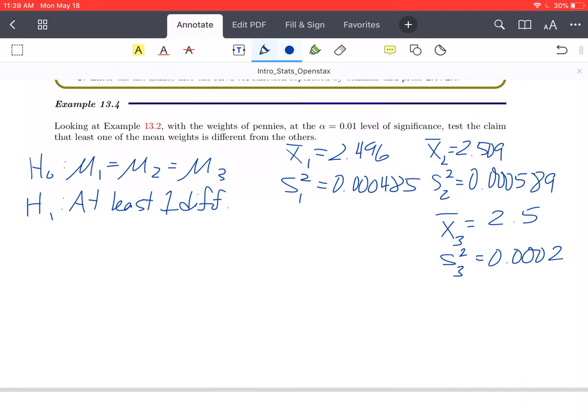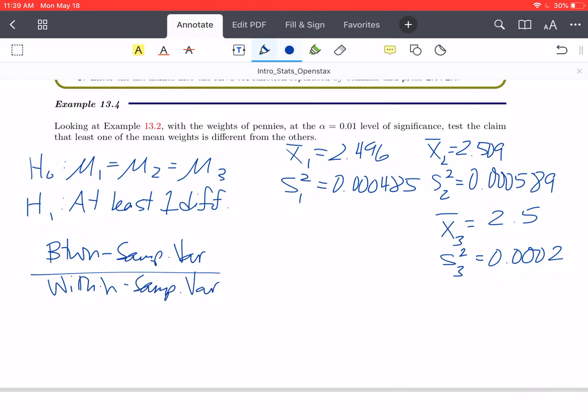Okay, so what we would do if we were doing this by hand is we would get the between sample variability, and we would divide it by the within sample variability. That would give us our test statistic of F naught would be point really small, 1, 2, 3, 4 zeros, and then 4898.